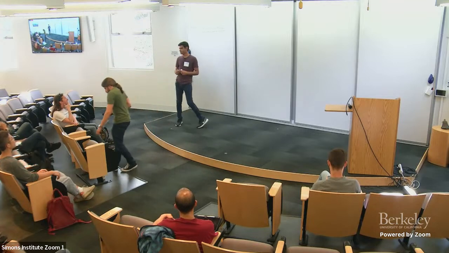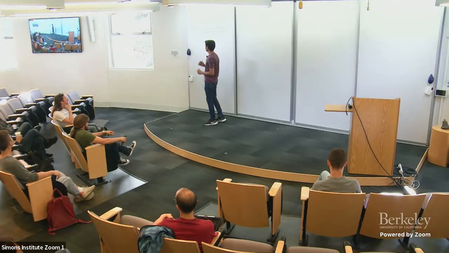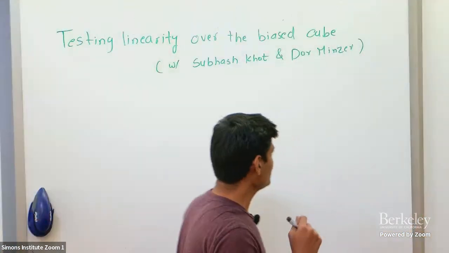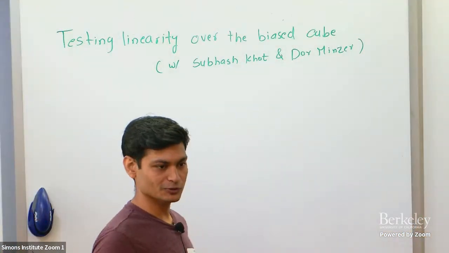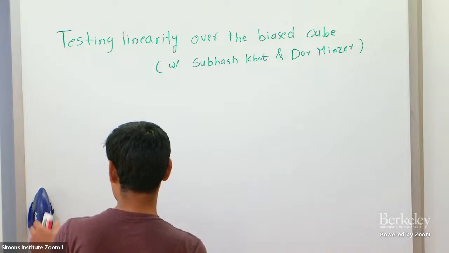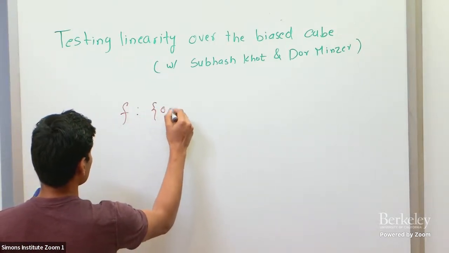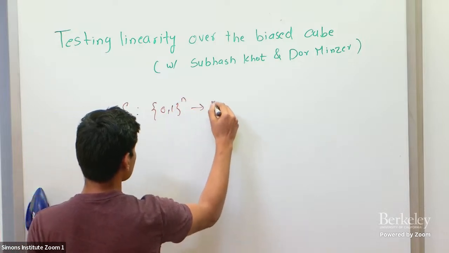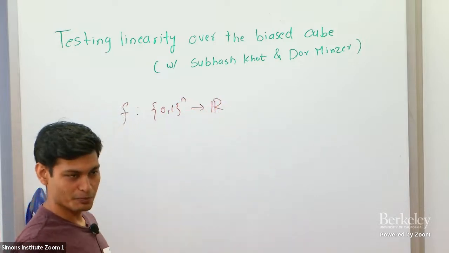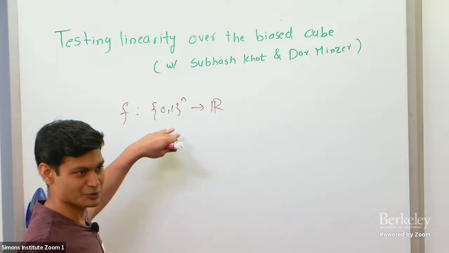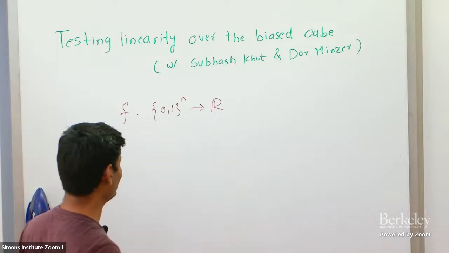Okay, yeah, thanks. So I'll be talking about testing linearity over the p-bias cube, and this is joint work with Subhash Khot and Dor Minzer. So in this talk, we'll be dealing with functions from {0,1}^n to the reals. Although the workshop is called Beyond the Boolean hypercube, we'll just be talking about functions on the Boolean hypercube.